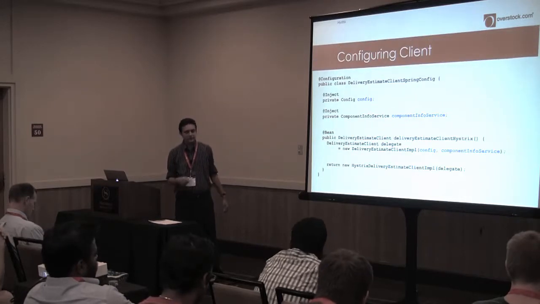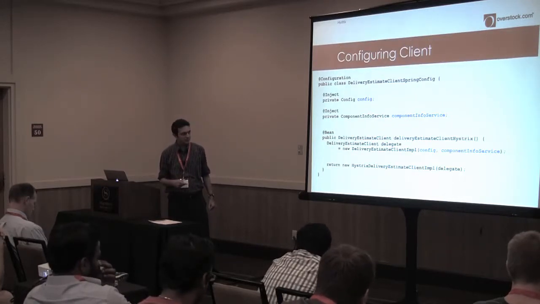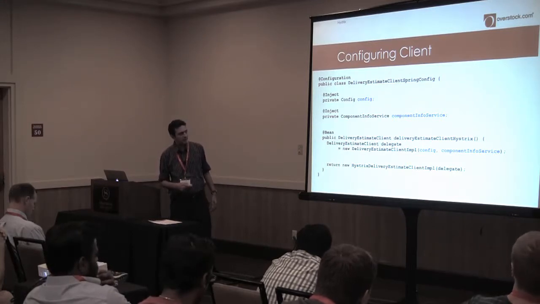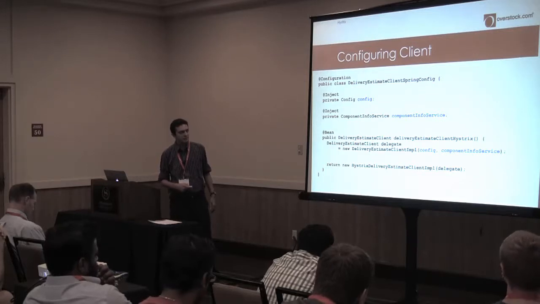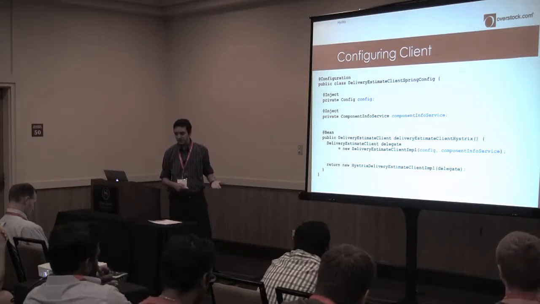From the perspective of the API consumer who is working with delivery estimate client, if you are on a Spring module, this is typically what we recommend. We have a delivery estimate client being returned back. So first we create the Jersey client. We then send that in to the Hystrix estimate client and return it back.